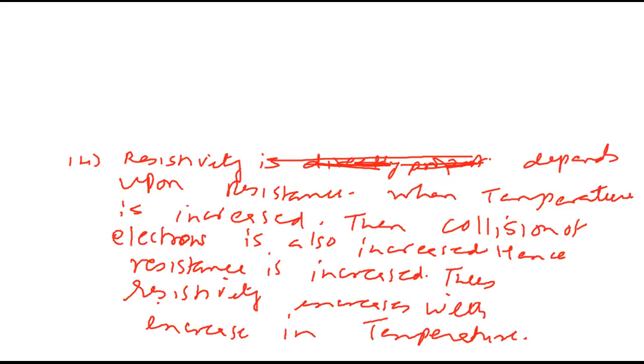Then 14. Yes, 14th over. Yes. 15. Write the relation between current and drift velocity. Not derive, just write: what is the relation between current and drift velocity? Vd is equal to I upon nea. I equals Vd nea. This is the relation between current and drift velocity.